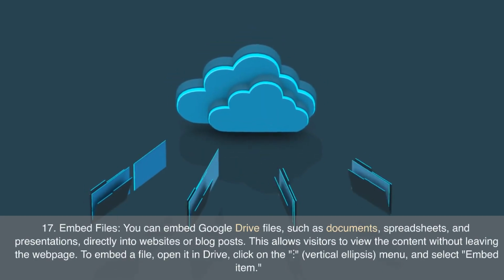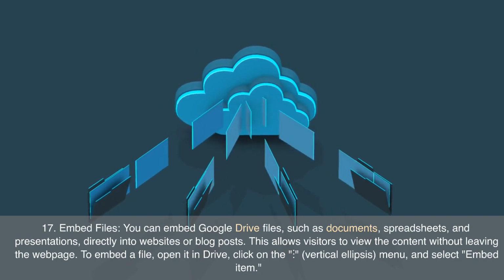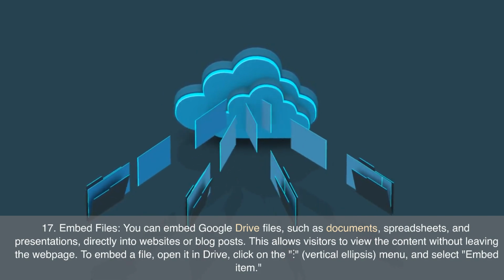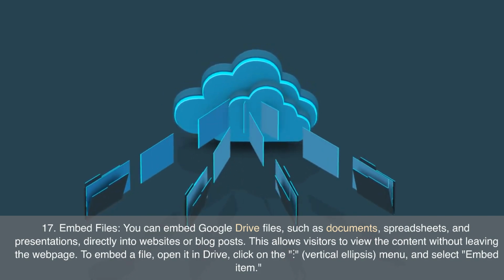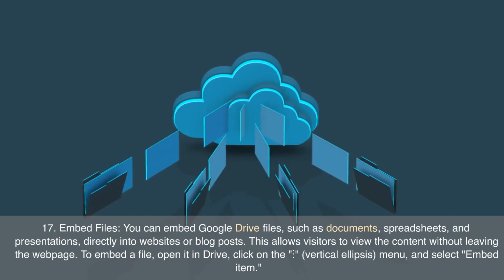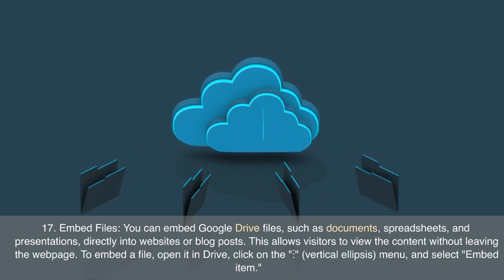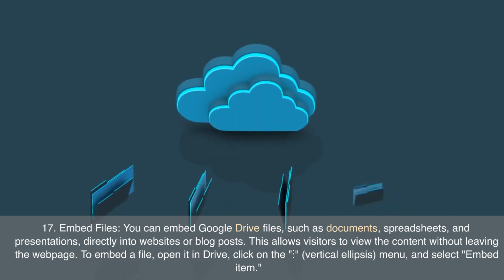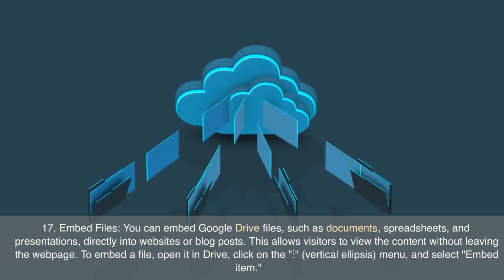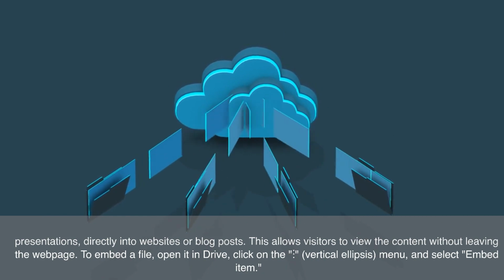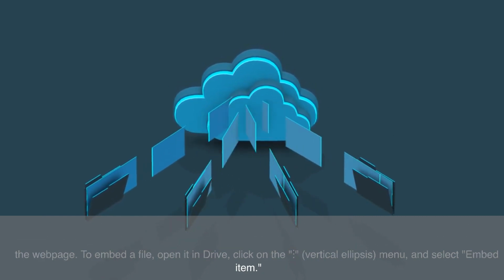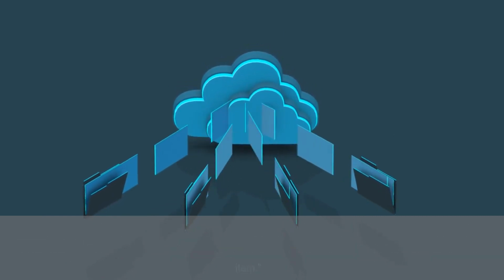17. Embed files. You can embed Google Drive files, such as documents, spreadsheets, and presentations, directly into websites or blog posts. This allows visitors to view the content without leaving the web page. To embed a file, open it in Drive, click on the vertical ellipsis menu, and select Embed Item.